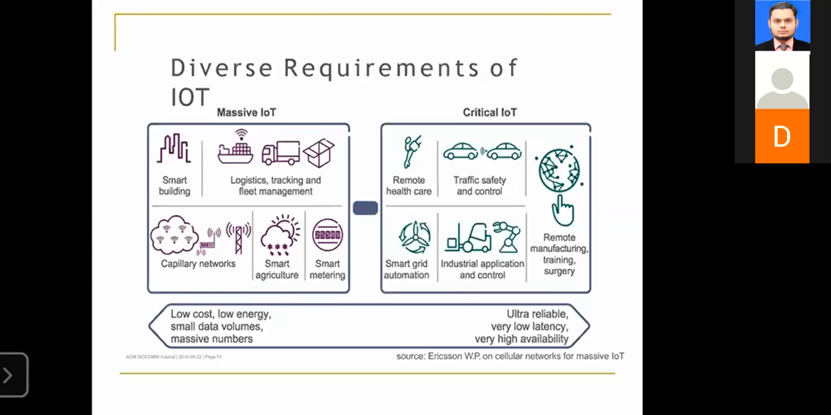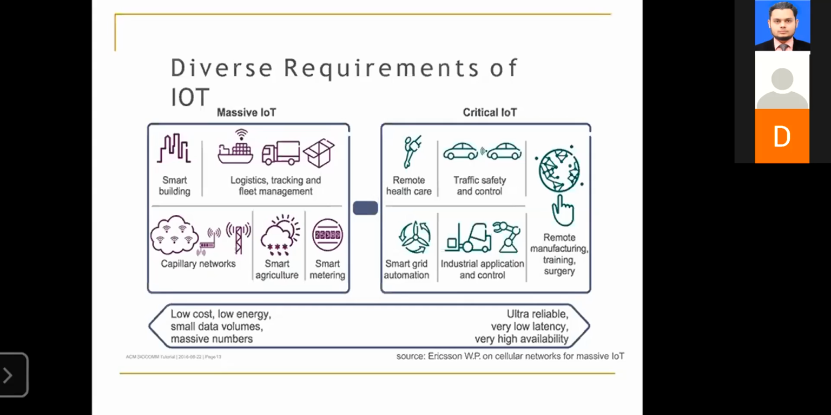So IoT is all about the connectivity of machine to machine, which is not possible, or possible with little success, in 4G communication. And for IoT, we need a strong network that can support ultra-reliable, very low latency communication with high availability to support critical IoT applications, as you can see on the screen.